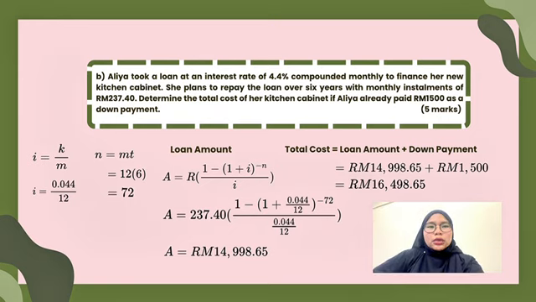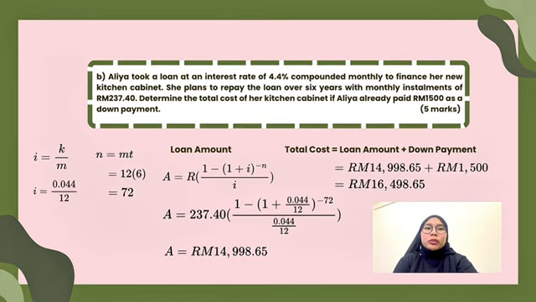Finally, we can find the total cost of the kitchen cabinet, which is loan amount plus down payment. So 40,998.65 ringgit plus 1,500 ringgit. So the total cost of Alia's kitchen cabinet, including the loan and the down payment, is 16,498.65 ringgit.